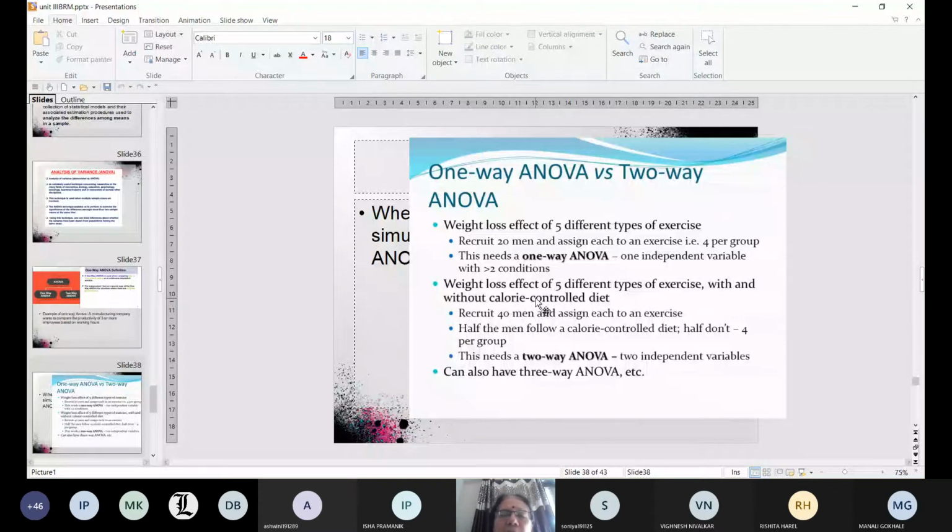Now in this same research, if you are also adding diet, you want to find out the effect of exercise as well as diet control on weight loss. So now in this experiment, what do you do? You have hired say 40 men, and each of them you are giving an exercise, but half of the men, that is 20 men, will follow a calorie control diet, whereas the other half will not. So you have two different categories. That is why it is called two-way ANOVA. So the more independent variables, the more types of ANOVAs you can have. That is three-way ANOVA, four-way ANOVA, and so on.